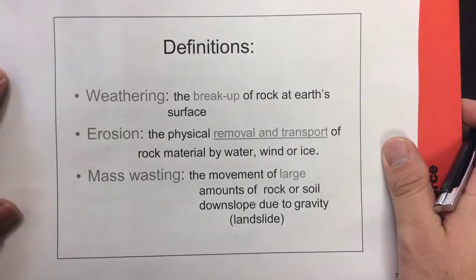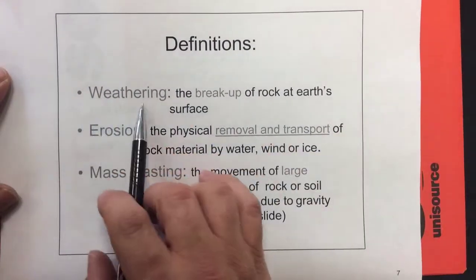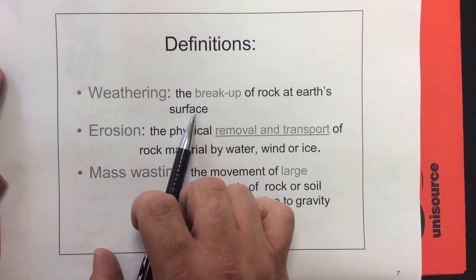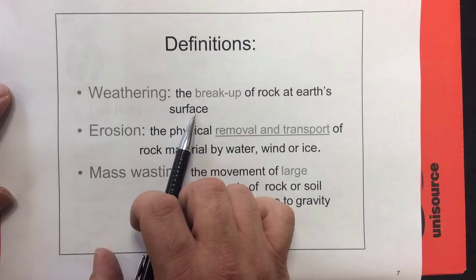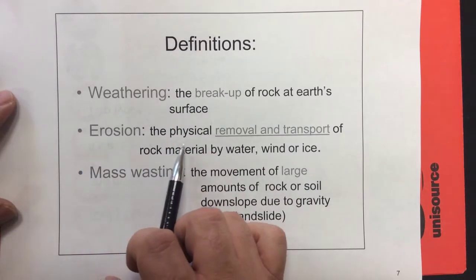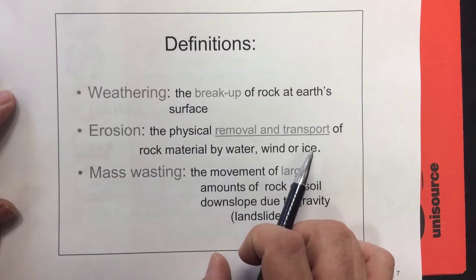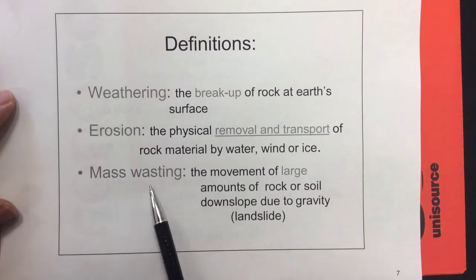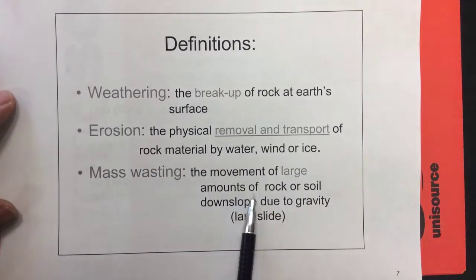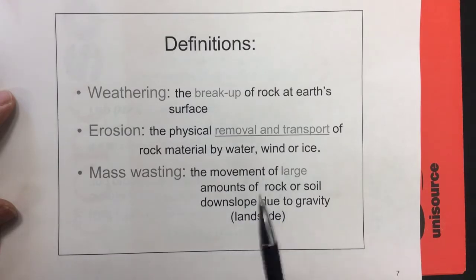Okay, key definitions that you're going to want to have. Weathering. This is the breakup of rocks, Earth's surface. This includes big plates like the Pacific Plate or North American Plate, or it can basically include just small pebbles. Erosion. This is the physical removal or transport of rock material by water, wind, or ice. And finally, mass wasting. The movement of large amounts of rock or soil downslope due to gravity. Landslide.